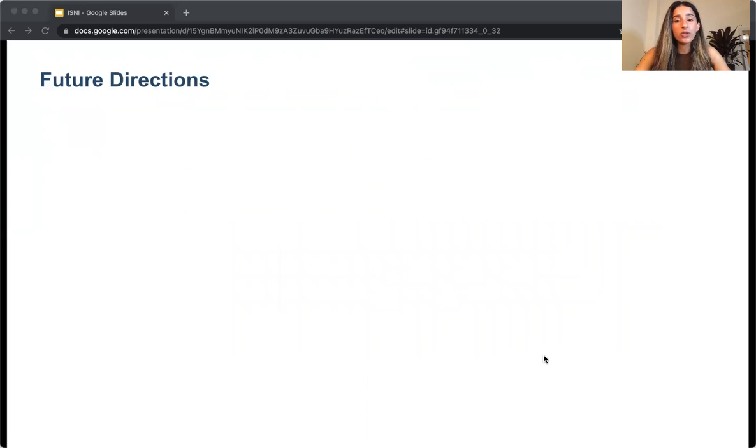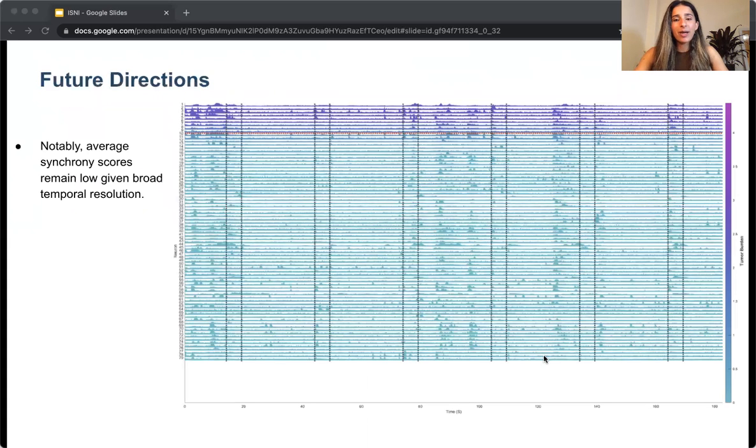So our future studies will likely explore the functional consequences of these alterations in synchronicity among paratumoral neurons and their potential link to known findings of altered neuronal and epileptiform activity in brain tumor-bearing patients. Notably, despite recording thousands of neuronal time series, the average synchrony scores remain quite low in both the resting state and whisker stimulation conditions, which we attribute to the broad temporal resolution.